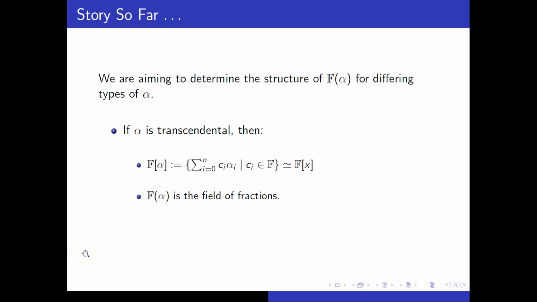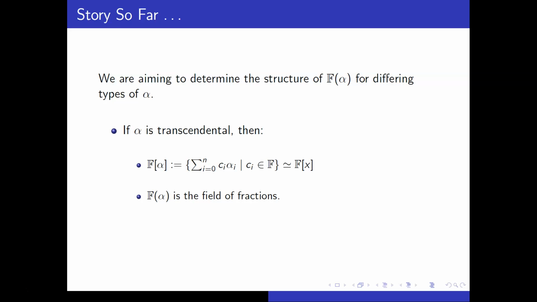Okay, so we are trying to determine the structure of a field extension where we take a base field F and we adjoin an element to it, alpha. Alpha falls into one of 2 general categories. One is transcendental and the other is algebraic. We've taken care of the transcendental case.